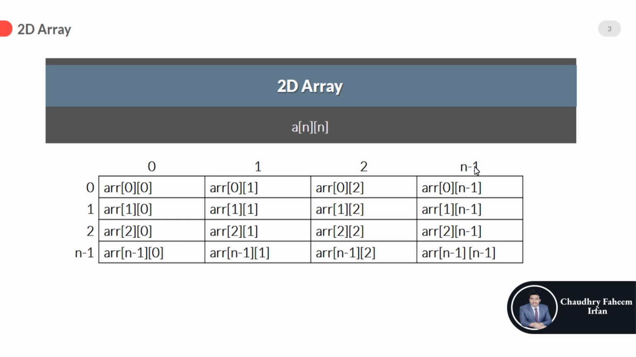Here N minus 1, because we are starting from 0, and that's why the total number of columns is equal to N, with the last index being N minus 1. And here is also N minus 1 for the row index. The first one is for the row index and the second one is the column index. The combination of two indices makes a value, or by using these indices we can get the value of this cell.